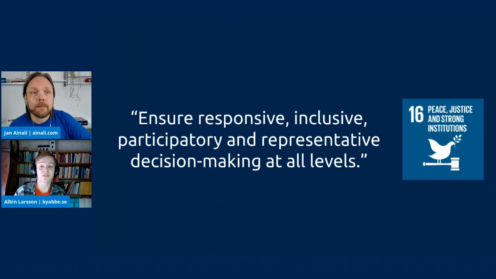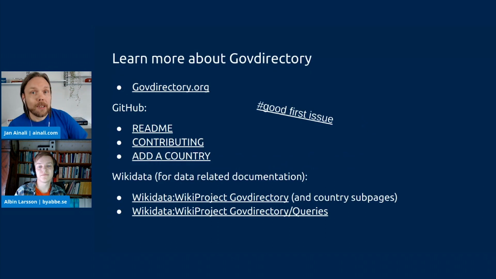This project is connected to the Sustainable Development Goals, and in particular a subset of Goal 16: ensure responsive, inclusive, participatory, and representative decision-making at all levels. So you can already go to govdirectory.org to see what we have in there right now. But we're, of course, building this as we speak, and you can help us.